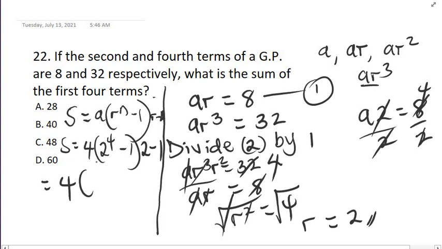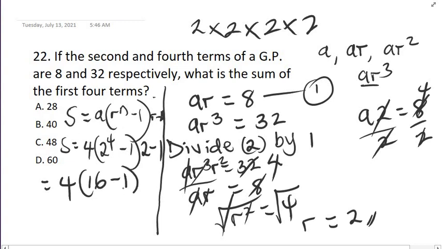2 times 2 is 4, times 2 is 8, times 2 is 16. Let me show you what I'm doing in 4 places. So it's 4, 8, 16. 16 minus 1 over 2 minus 1 is 1. So 4 times 15 will give me 60. That's D.